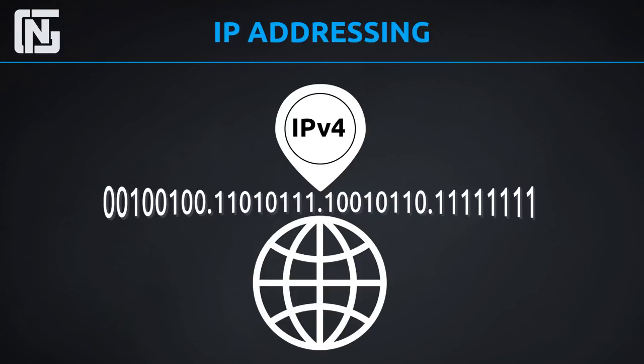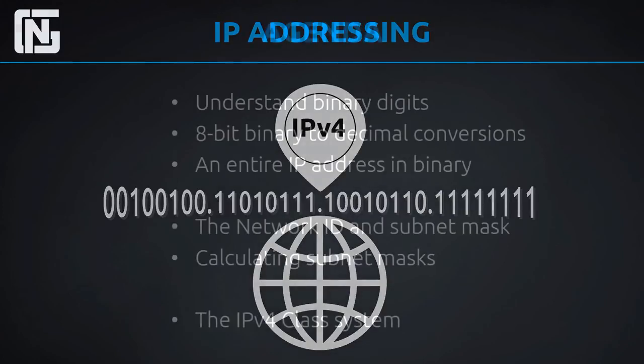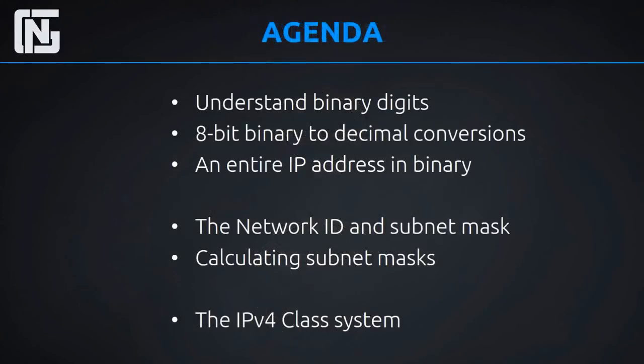So let's go ahead and get started and look at our agenda for this lesson. We'll start out by discussing what binary digits actually are. We'll also do some 8-bit binary to decimal conversions. We'll look at an entire IP address in binary format. Then we'll dive into network IDs and subnet masks and figure out how to calculate our subnet masks and figure out what our network ID is from our subnet mask and these different types of things. It's going to be really good. This is super important for any network engineer or IT professional to know. This stuff is the basis for a lot of what's to come. And then lastly, we'll wrap it up by discussing the IP version 4 class system and what the address classes actually mean. So let's go ahead and get started.